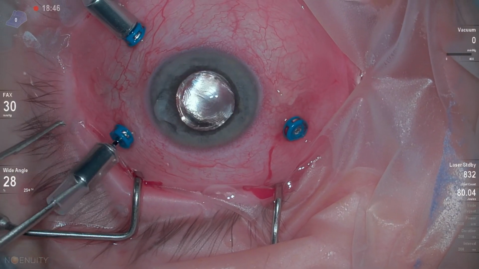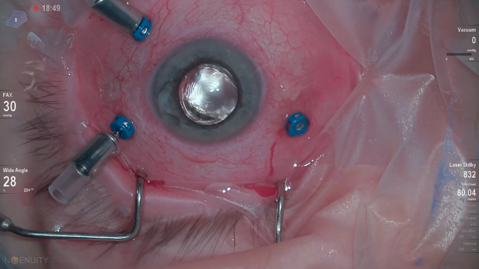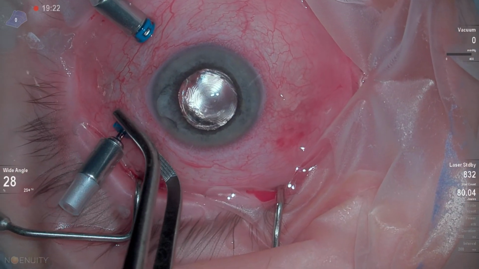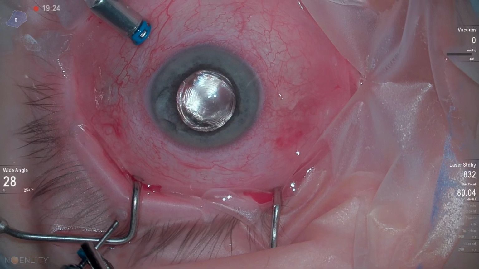I'll do a gas-air exchange. I like this little chimney that allows us to vent gas out. And once again, with 25-gauge cannulas, expect nice self-sealing sclerotomies.